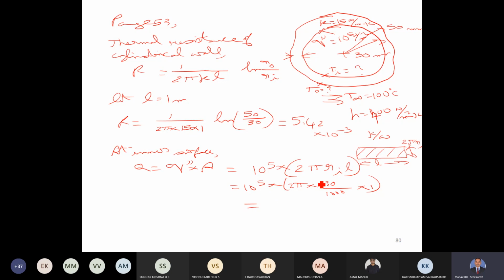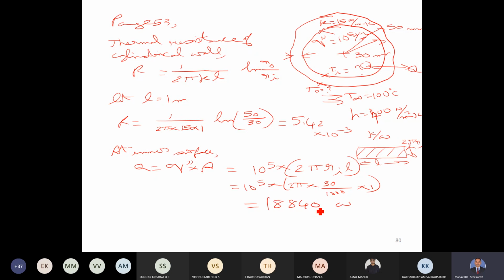So this will be 18,840 watts. Okay, so this is the amount of heat that is being transferred at the inner surface. Now, under steady state conditions, the heat transfer from inside to outside will be the same. There is no accumulation. So the heat transferred on the inner surface should be same as the heat transferred at the outer surface. So we know this heat transferred at the inner surface now, which turns out to be 18,840 watts. This should be same as the heat transferred from this one.